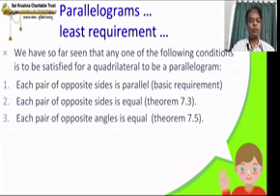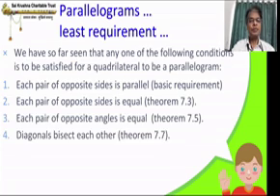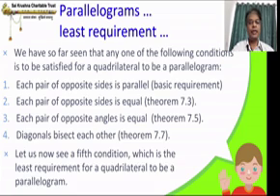Then each pair of opposite angles is equal, theorem 7.5. Then diagonals bisect each other, theorem 7.7. So these 3 properties we saw in addition to the basic requirement. So 4 conditions we saw. If any one of these 4 conditions are satisfied, then we can call a quadrilateral a parallelogram. Let us now see a 5th condition, which is the least requirement for a quadrilateral to be a parallelogram. What is the least requirement? That we will see again after we prove the theorem.